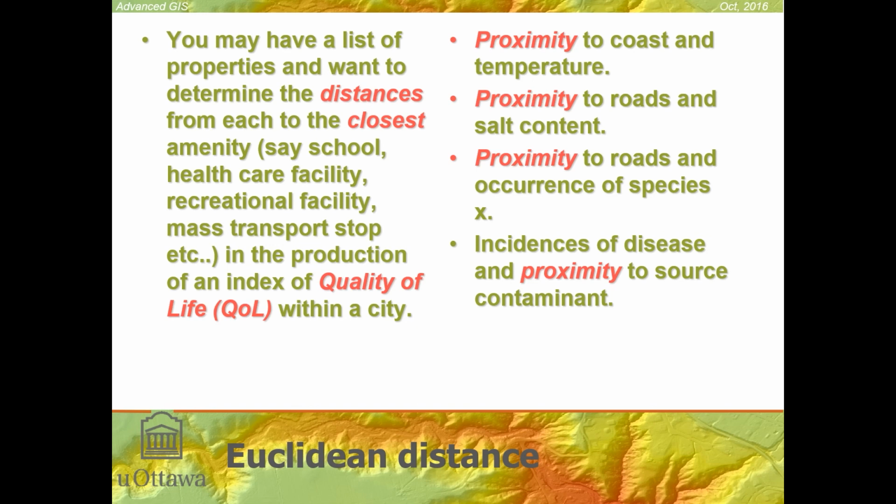You can think of other ways in which Euclidean distance might be used, as in raster. For example, the proximity to coast, proximity to roads and salt content, proximity to roads and the occurrence of some species, or mortality of some species, incidence of disease and proximity to source contaminants. These are all possible things for which Euclidean distance surfaces can be used as a measure or model of particular outcomes.